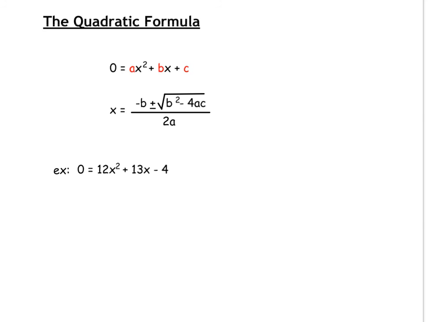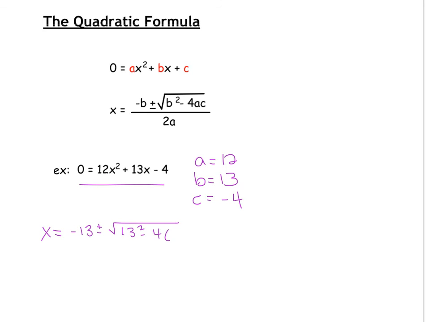So when you're looking at this example, my a is 12, my b is 13, my c is negative 4, so it will be x equals negative 13 plus or minus the square root of 13 squared minus 4 times 12 times negative 4, all over 2 times 12.